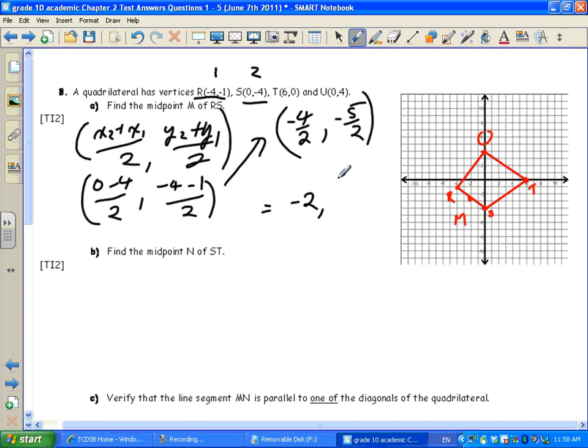So our midpoint is at -2. And we're going to make this a mixed fraction so you have an idea of what we're talking about. -2.5. Okay? If you left it at -5 over 2, that's fine. But I made it a mixed fraction so you had an idea of where that's supposed to be on the graph. So we have the midpoint.